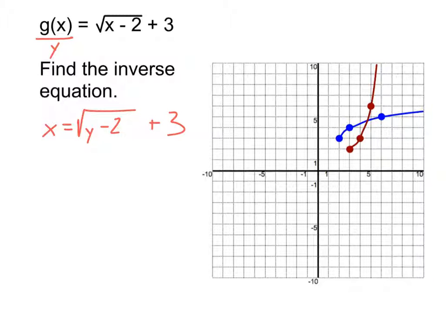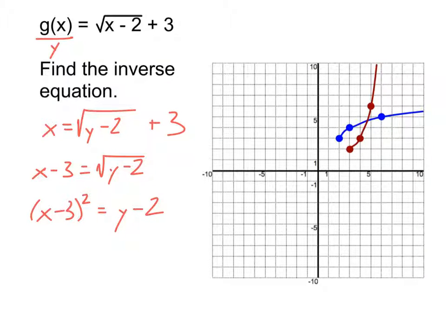Okay, subtract 3 from both sides. That gives me x minus 3 equals that same square root. Now that I have the square root by itself, I square both sides. That's going to give me (x minus 3) squared equals y minus 2. You don't need to worry about squaring it out here. You can just leave it like this, (x minus 3) squared. If you want to expand it, it's not wrong, it's just unnecessary. Last thing you do, add the 2 to both sides. And so we end up with a final answer of (x minus 3) squared plus 2.